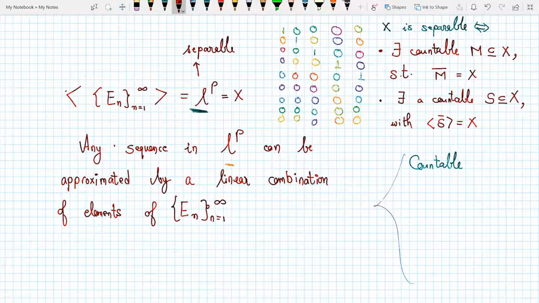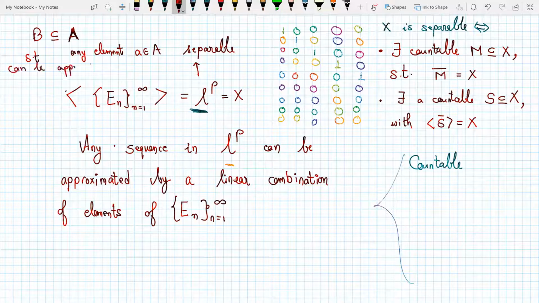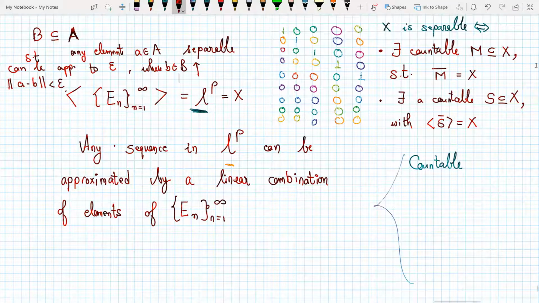And trying to understand it more abstractly, I can say that A is separable if I have a set A, and there exists a subset B such that B can approximate A. So if I take any element a belonging to A, it can be approximated to a degree of precision epsilon, such that the norm of a minus b is less than epsilon, where b belongs to my capital B. So this is the basic definition of being dense in a set.